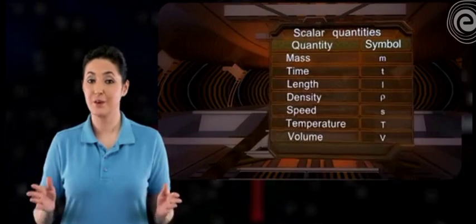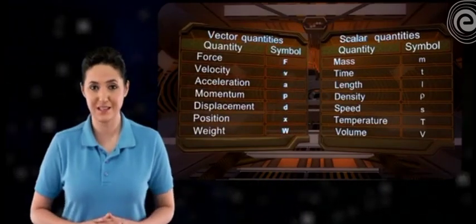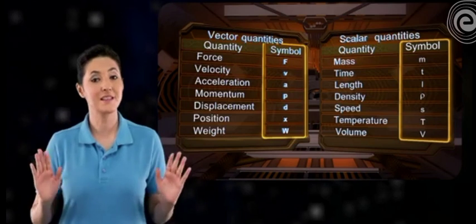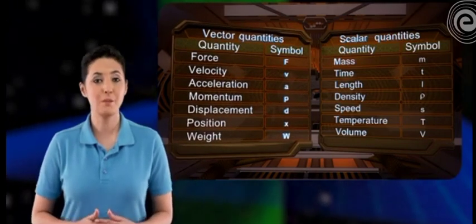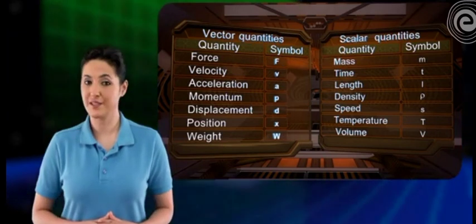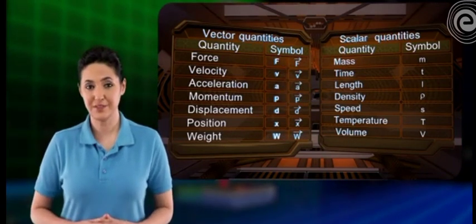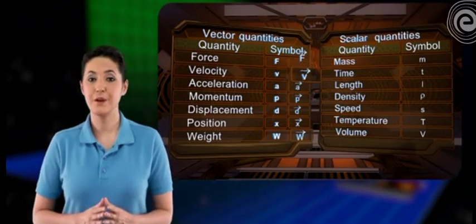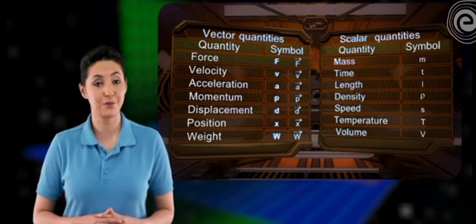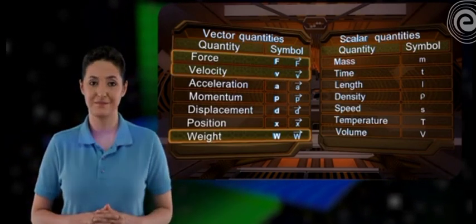Scalars and vectors both can be represented using normal letters as their symbols. However, vectors are differentiated by either making them bold or by placing an arrow above the symbol. For example, vector F, vector W, and vector V represent the vectors of force, weight, and velocity, respectively.